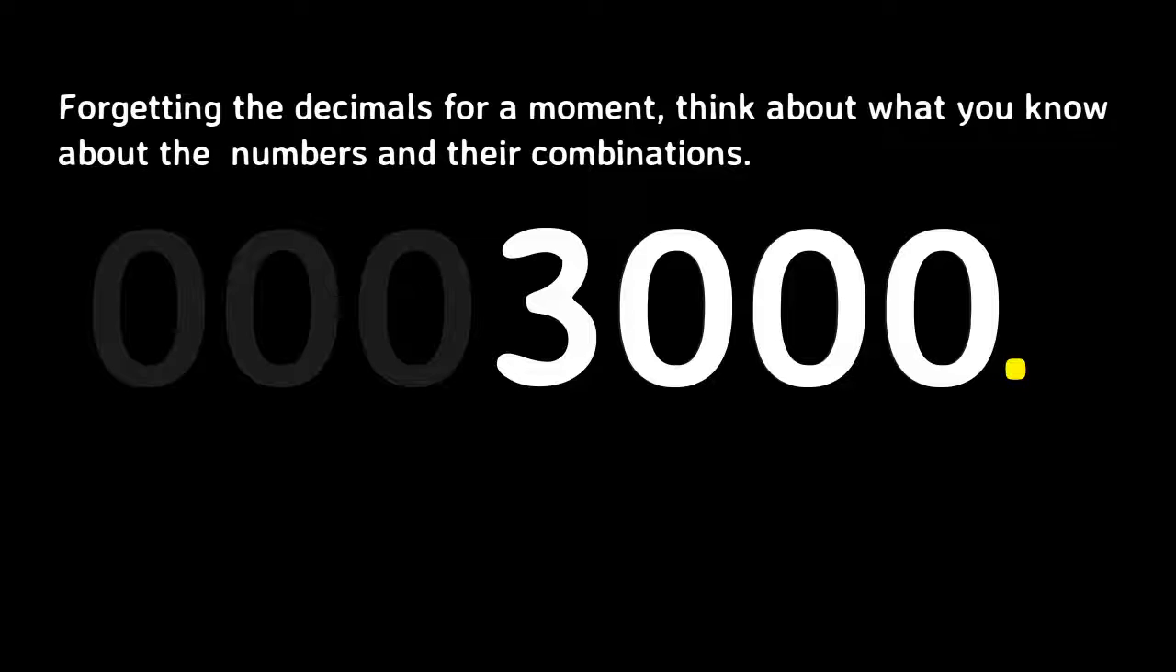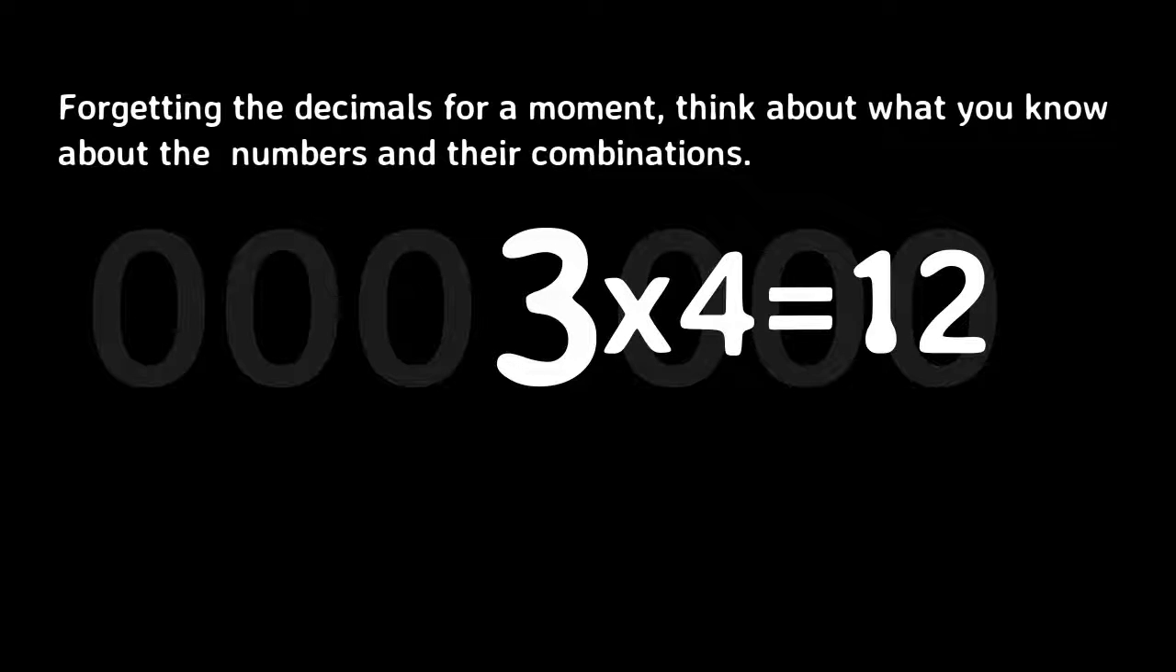So let's move on. We're going to be looking at a few number combinations, and our first one is 3 times 4, and we all know that 3 times 4 is 12. So in our next problem, instead of using the number 3, let's move the decimal 2 places to the left. Now our problem becomes 0.03 times 4. Let's make a mental note that we have to move the decimal 2 spaces to get to 0.03.